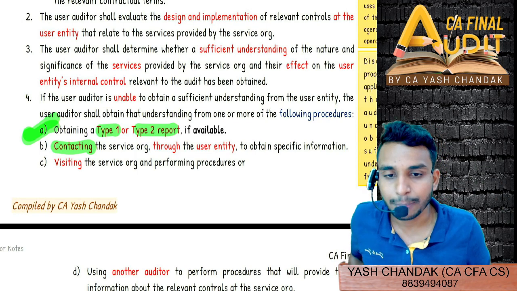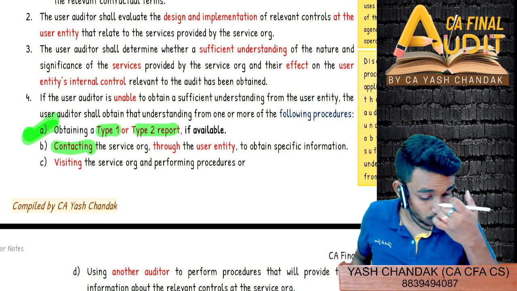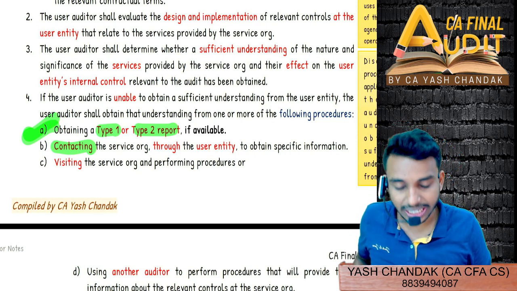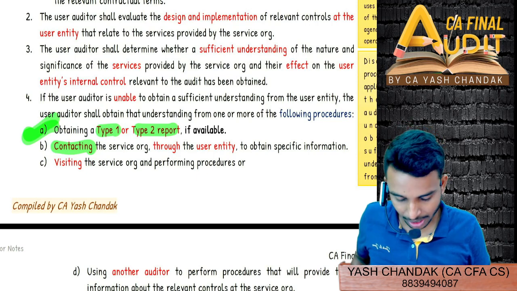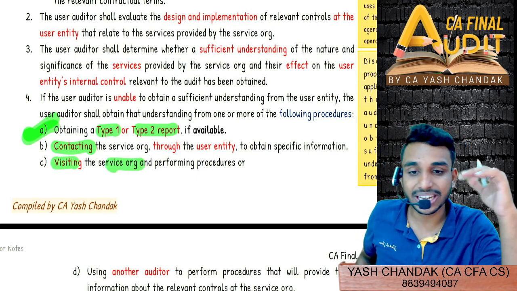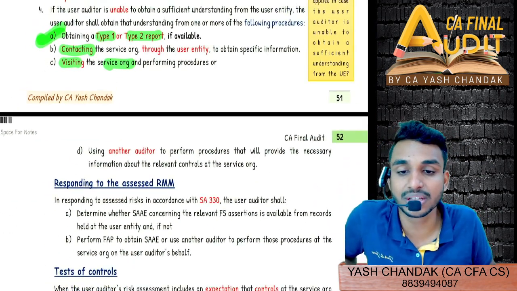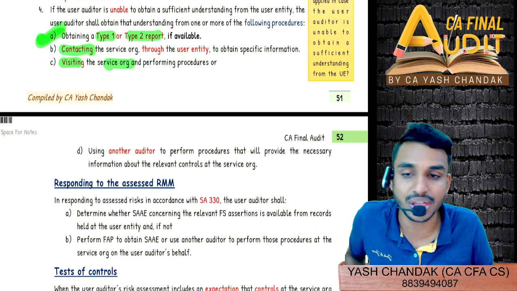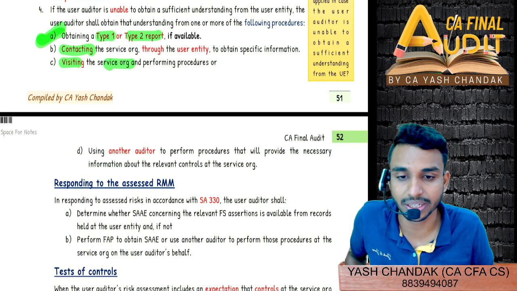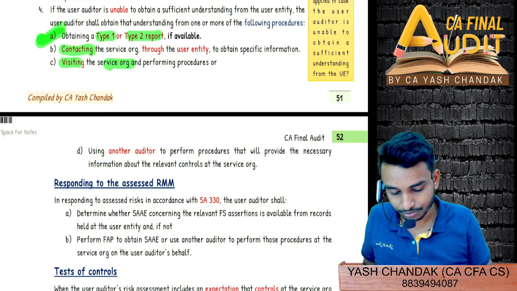We can mail them, call them, whichever way we can communicate with them, and try to get to know what all controls are there and evaluate our understanding accordingly. And then visit the service organization if we are not able to contact them. We can directly go and visit the service organization, and if we are not able to visit, then we can send some other auditor to visit the service organization, to visit X Limited. If we are the auditor of Wipro Limited, consider yourself as the auditor of Wipro.